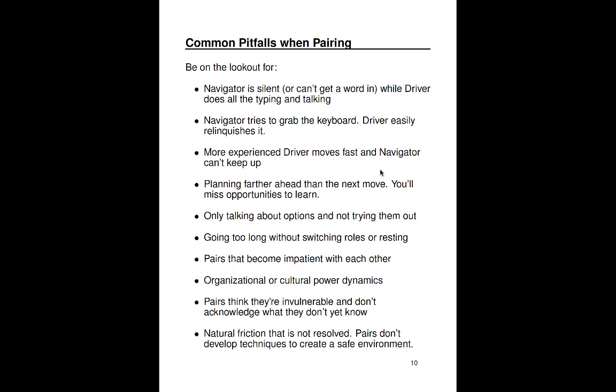Pairing requires a certain amount of vulnerability to acknowledge that there are things that you don't know, right? The solution doesn't exist, and there's not always a straight line from where you are today to where you want to be next.